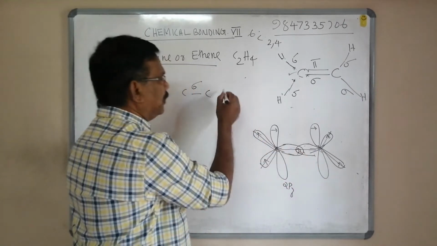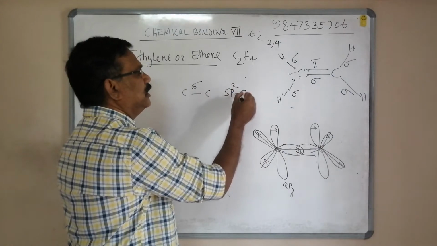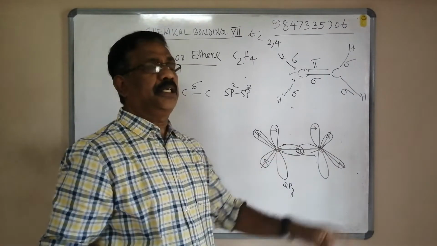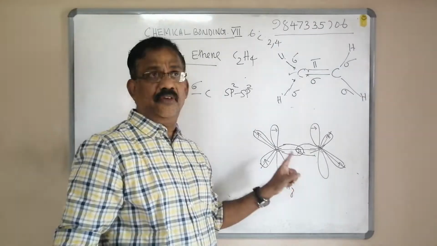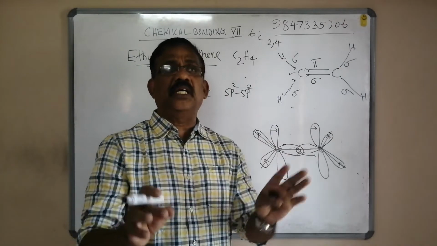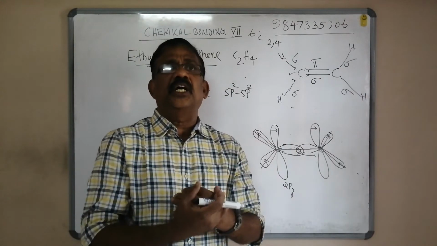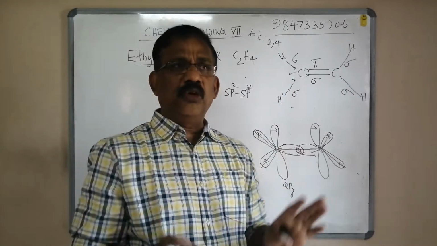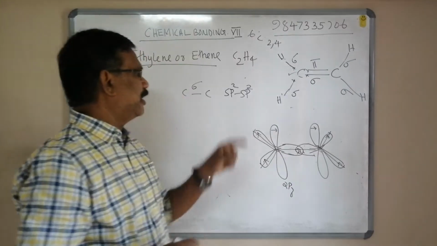So the carbon-carbon sigma bond is formed by sp2-sp2 overlap between two carbon atoms. The sp2 hybrid of the first carbon overlaps with the sp2 hybrid of the second carbon in which manner? In a head-to-head manner, and that leads to the formation of a strong bond known as the carbon-carbon sigma bond.